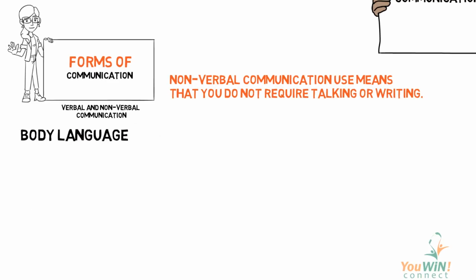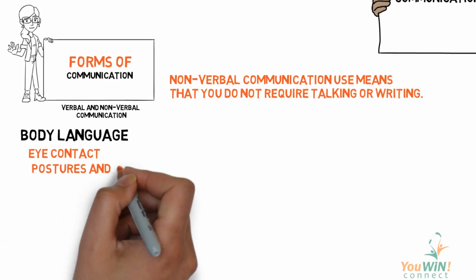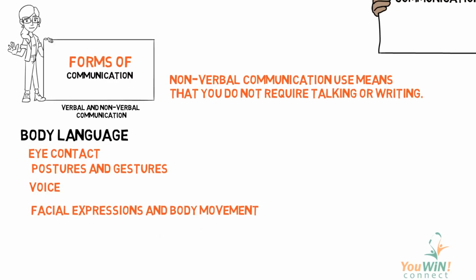Body language, for example, consists of several elements. When you talk about body language, you talk about eye contact, your postures and gestures, your voice, your facial expressions and body movement. Eye contact is very important in sending or receiving messages. It can be a signal of interest, recognition, honesty, or credibility.